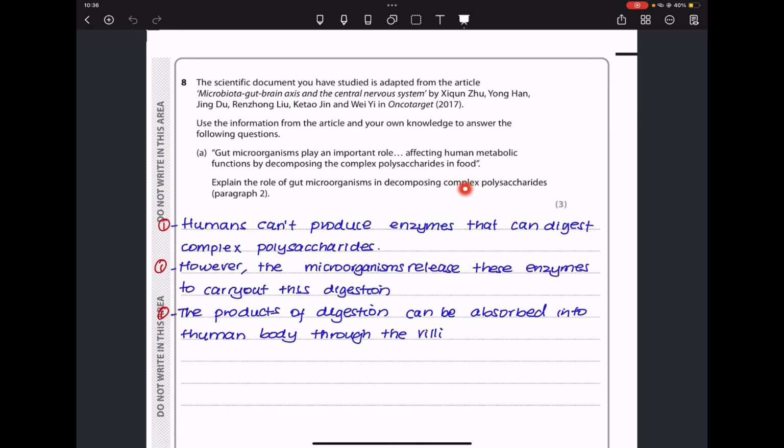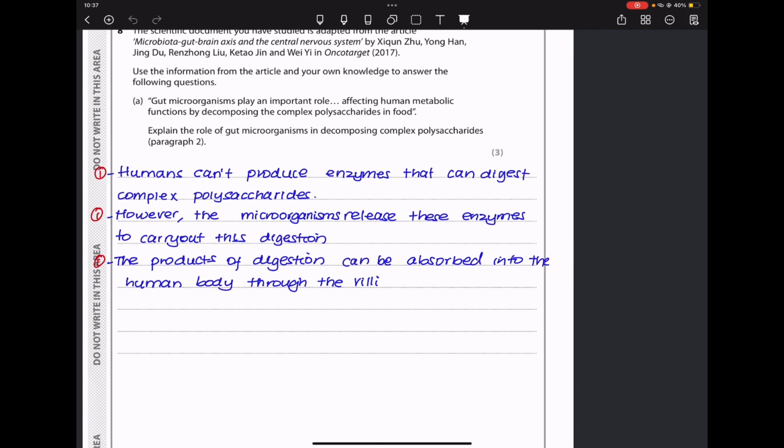Now, these are complex polysaccharides that our enzymes cannot break down. It means these microorganisms can produce or release enzymes that will digest these complex polysaccharides. So I said humans cannot produce enzymes that can digest complex polysaccharides. However, the microorganisms release these enzymes to carry out this digestion, and the products of digestion can be absorbed into the human body through the villi.